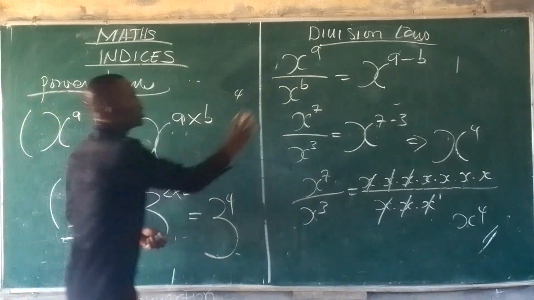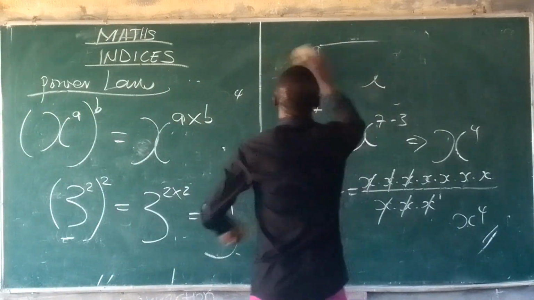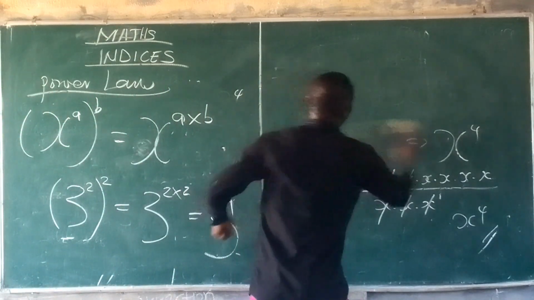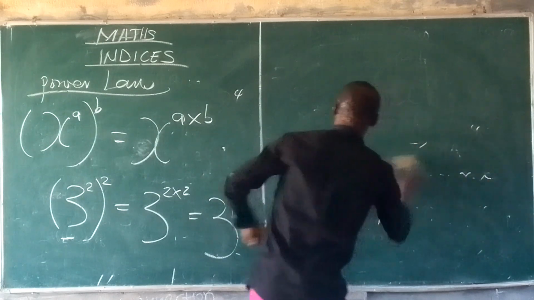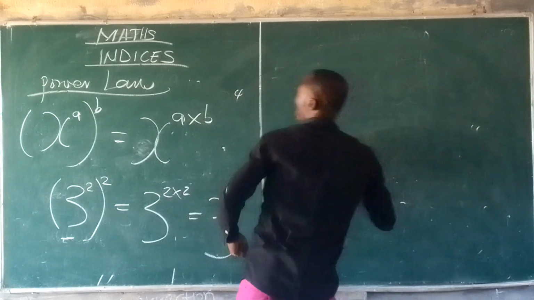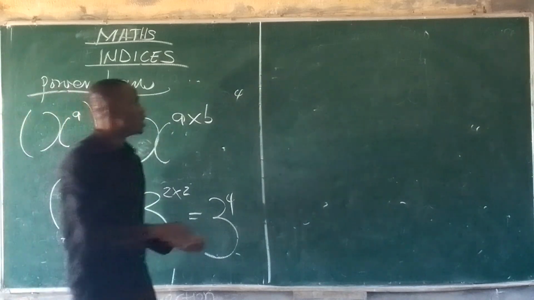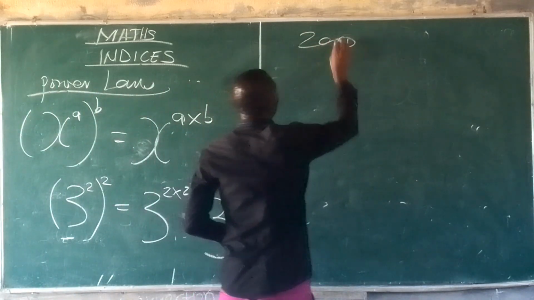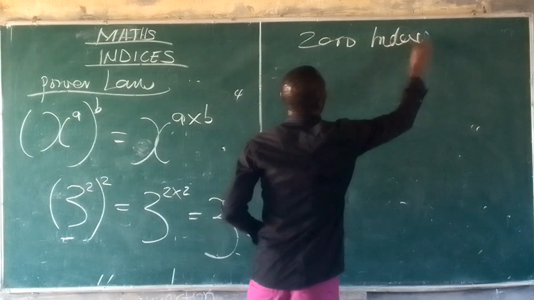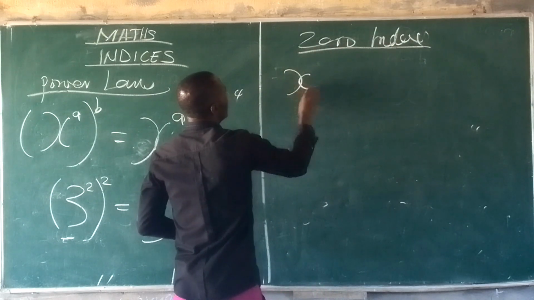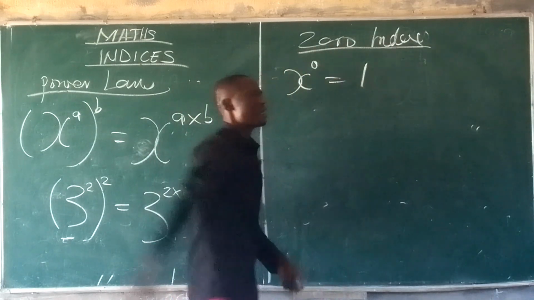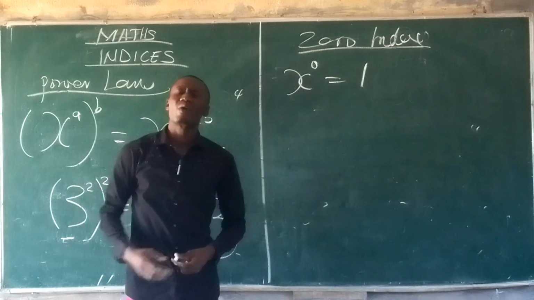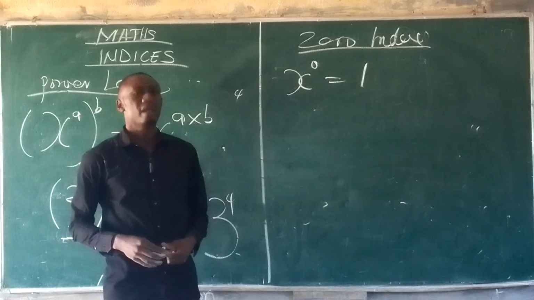So we go to the next one, known as the zero index. When we have a zero index power, what are we going to do? x to the power of 0 is 1. Whatever you raise to the power of 0, except for 0, it is 1.